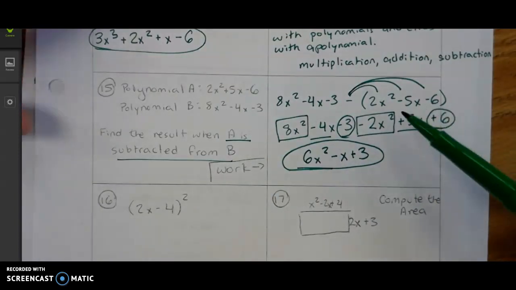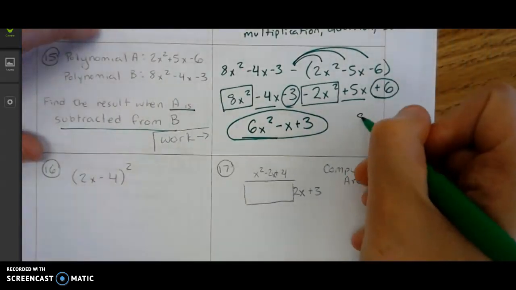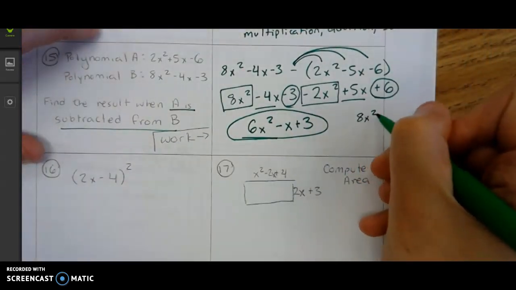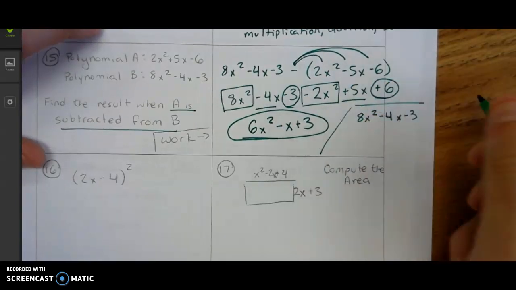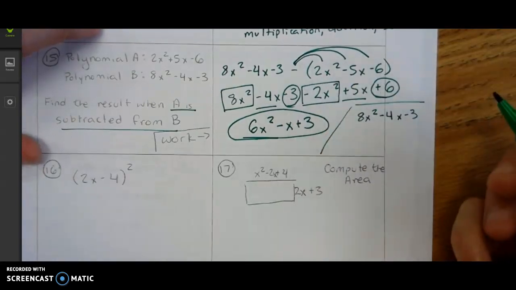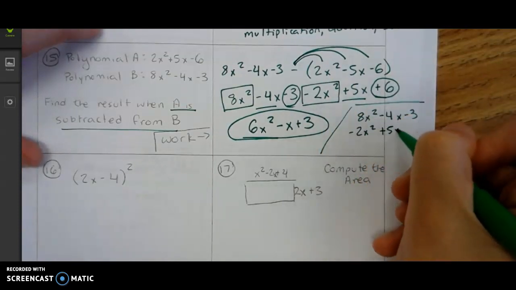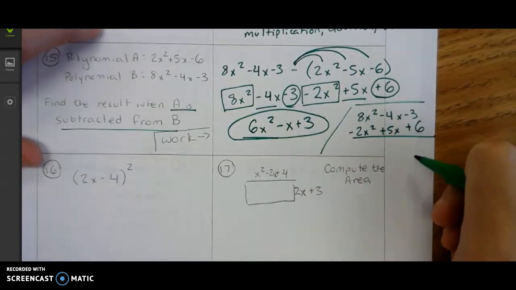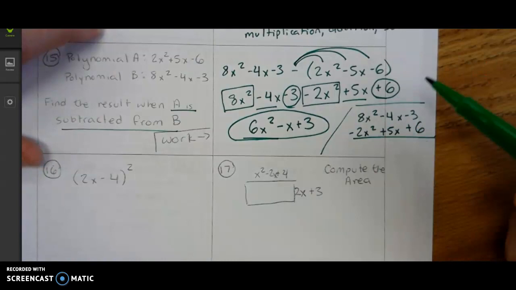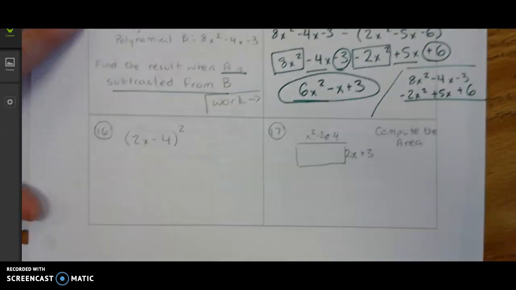Remember, you can choose to do this by stacking. What you need to make sure that you do first, if you choose to do that, is B still goes on top from the way it's worded. But you have to distribute before you write it. So I'm going to do minus 2x squared plus 5x plus 6. And I can combine my like terms. Either one of these gives me the same answer. Make sure if you choose to do stacking, you distribute before you write that second polynomial down.